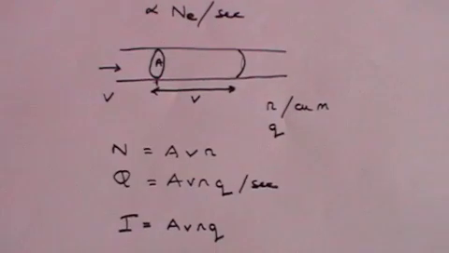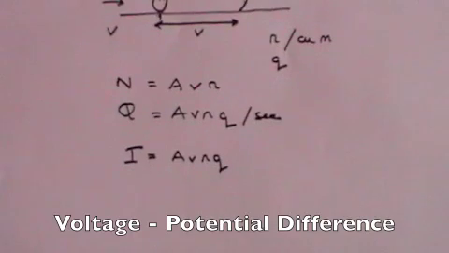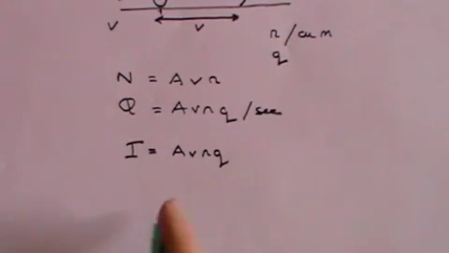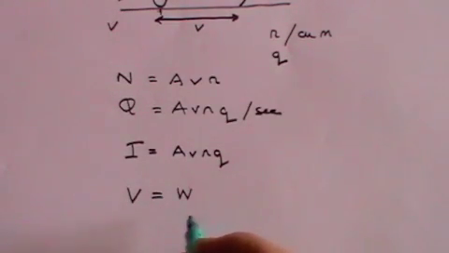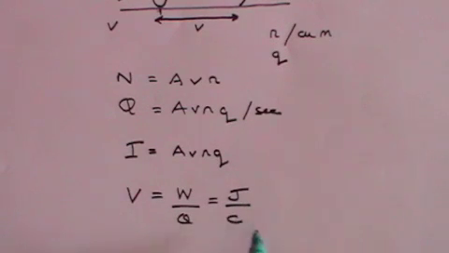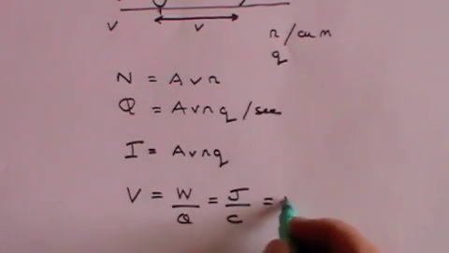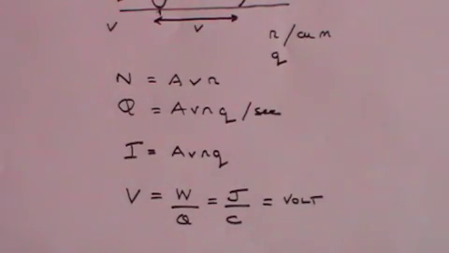Now I want to look at voltage, or potential difference. And voltage is the energy per unit charge. Voltage, which is now capital V, is energy or work done in moving charge. So it is measured in joules per coulomb, but we use the term volt. And you get 1 volt when you do 1 joule of work in moving 1 coulomb.